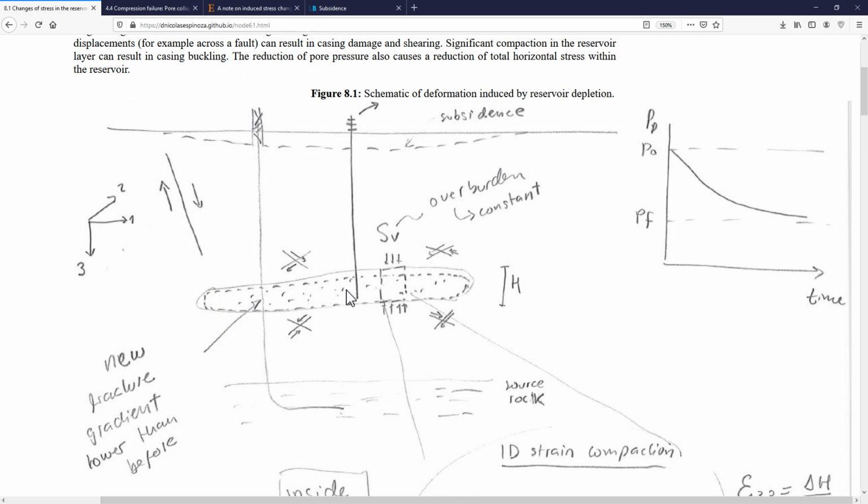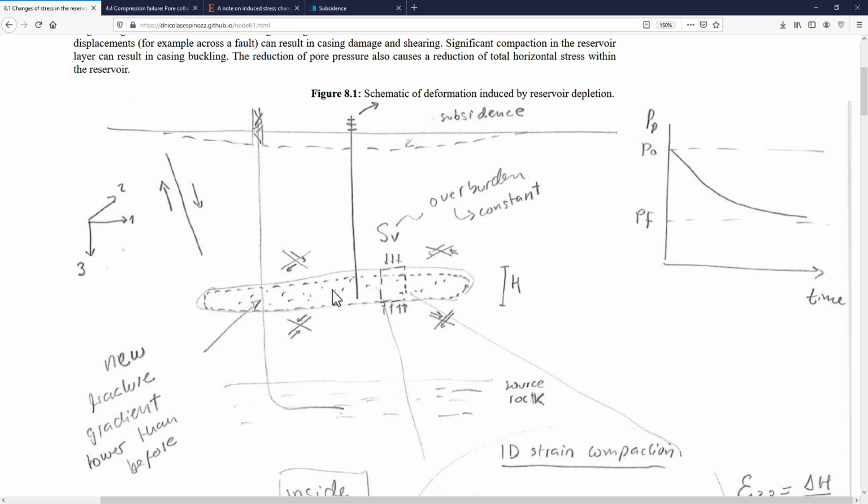The only difference with the wellbore case is that reservoirs are usually much longer in one or two directions than in the vertical direction. And we're going to see that because of that geometrical shape, we're going to be able to use some simplified solutions in order to predict these changes of stresses and deformations.